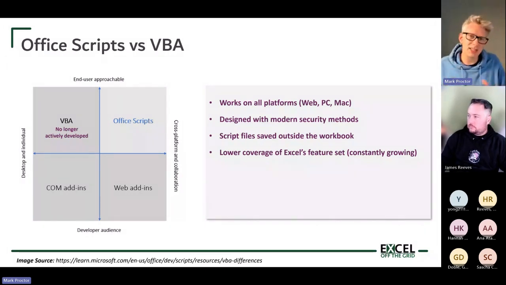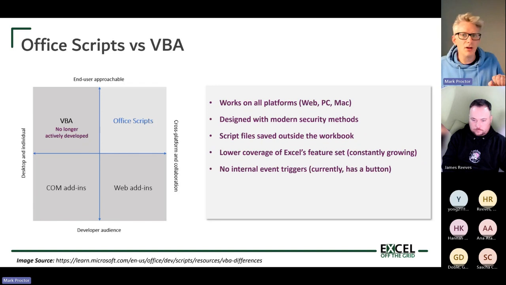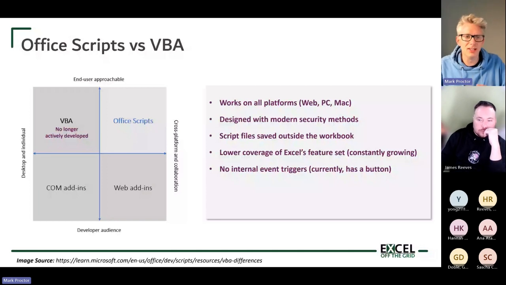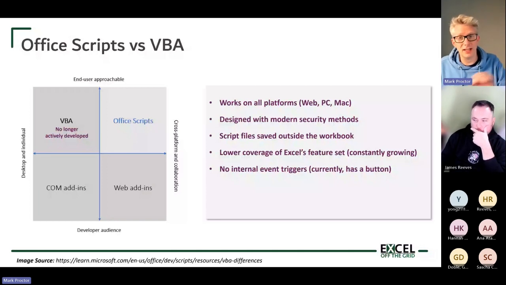So as that develops, we can expect Office scripts to develop, but equally, because of how Office scripts are structured, they will always have a lower feature set than VBA. Office scripts currently has no internal event triggers. So if we think about VBA, if you select a worksheet, you can run a macro. If you change a cell value, you can run a macro. There's all these events where, as a user interacts with a workbook, VBA can run macros. Office scripts doesn't currently have any of those triggers. We hope they put them in, but it doesn't have any of those at present.